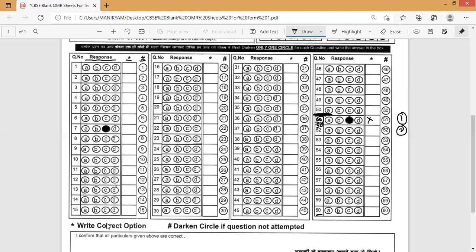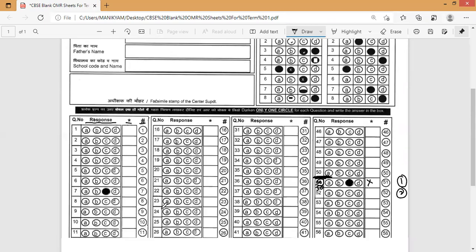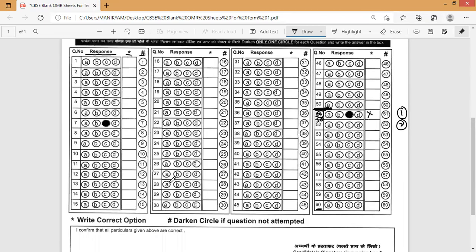You can see in the instructions, you have to use only a blue or black ballpoint pen. You are not supposed to use a pencil or any gel pens, ink pens, etc. For the 7th question I feel C is the correct answer. I am very confident about it, so I bubbled it. That is the third point you have to remember.